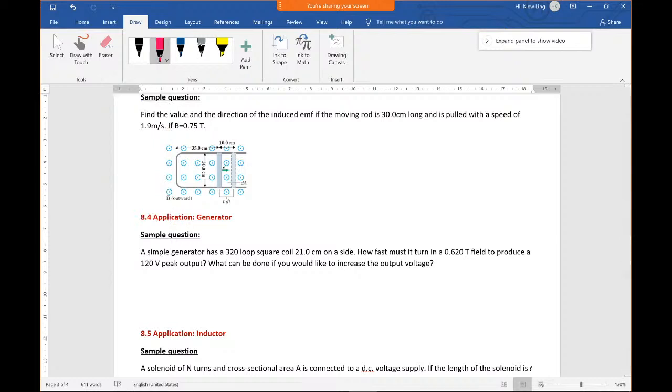If you would like to find the magnitude using the formula, since this is a moving conductor, V = B L v cos theta. Your theta here is equal to 0, so cos theta equals 1. B is 0.75. Length is given as 30 centimeter, converted to SI unit 0.3. Velocity 1.9. So you get 0.43 volts.